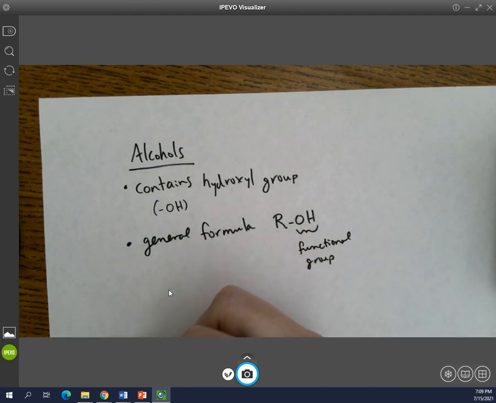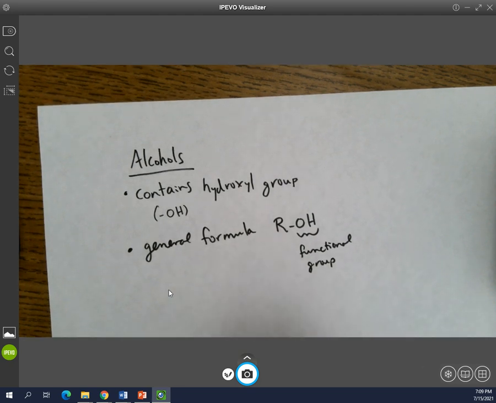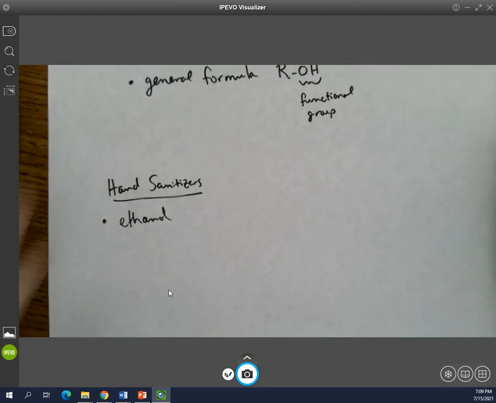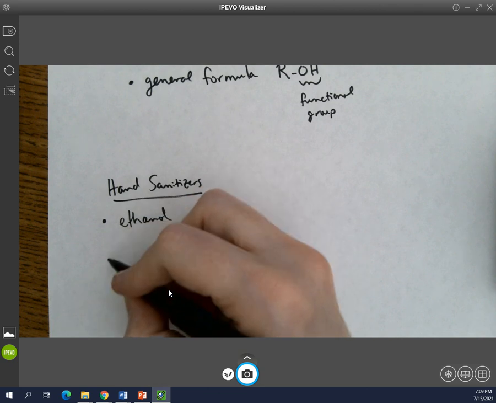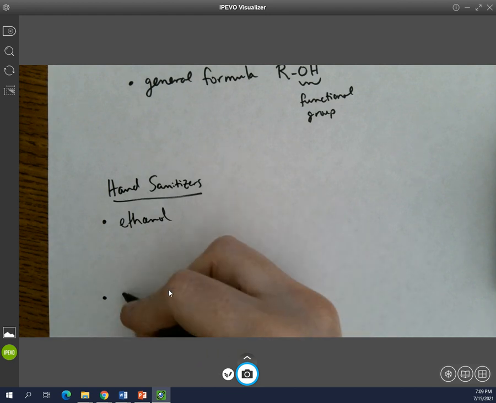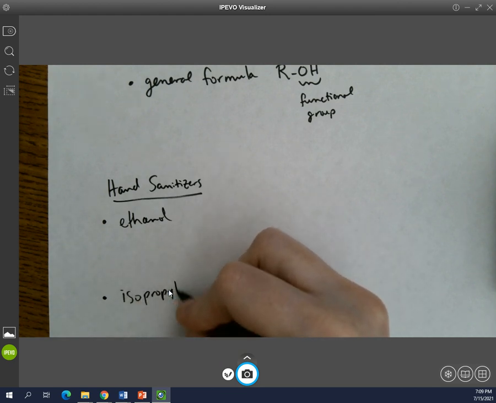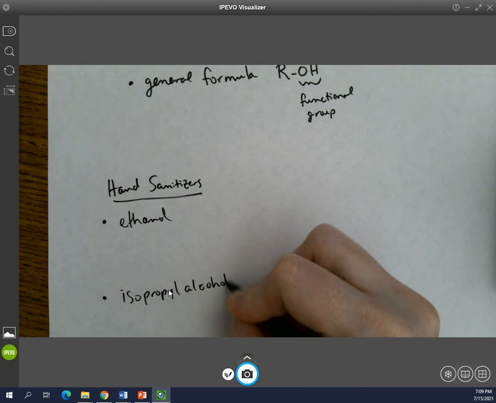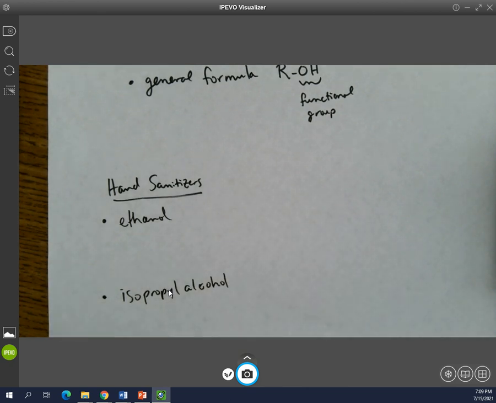Now, hand sanitizers. A lot of those can contain ethanol. They can also contain isopropyl alcohol. One thing we're going to look at is drawing these structures, so that is what we are going to focus on next.